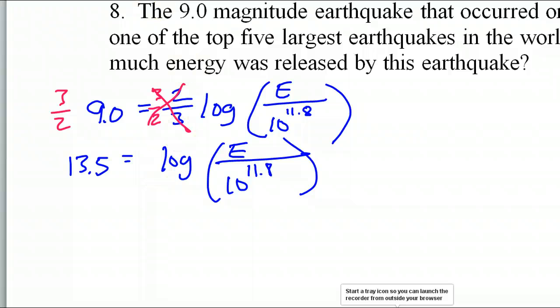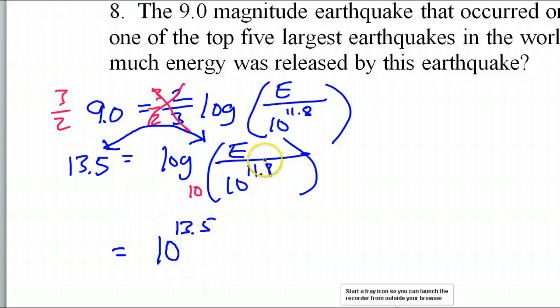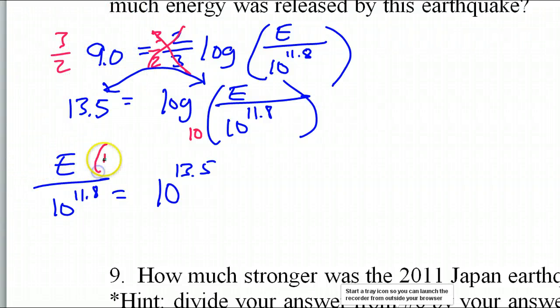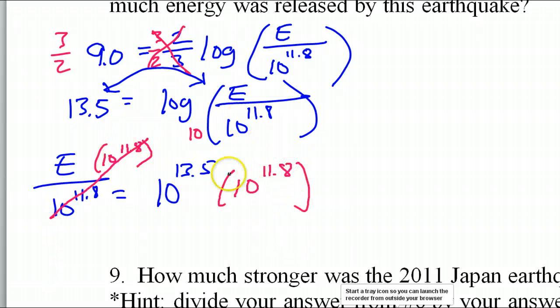Time to rewrite this in exponent form. Understand there's an invisible base 10. Bring down that base 10, so I've got 10. These parts switch sides, so the 13.5 comes over here, and then the E over 10 to 11.8 comes over there. Got to get E by itself, so multiply both sides by 10 to the 11.8. Okay. 10 to 13.5.